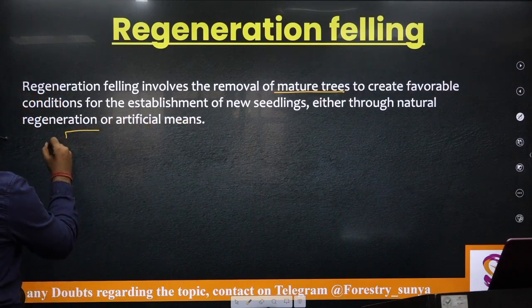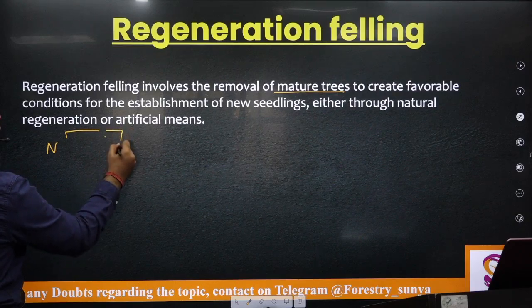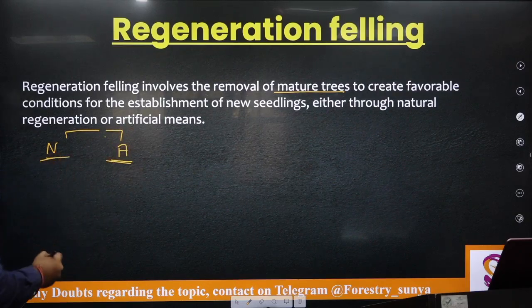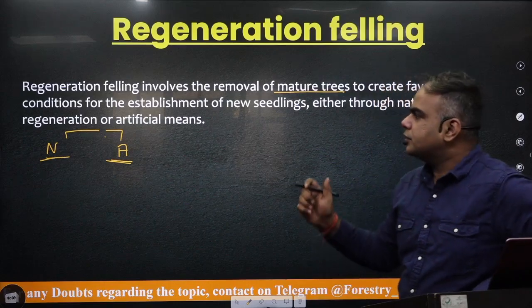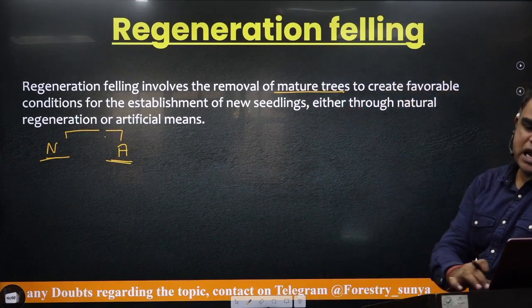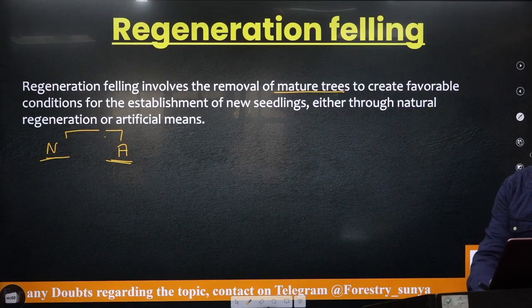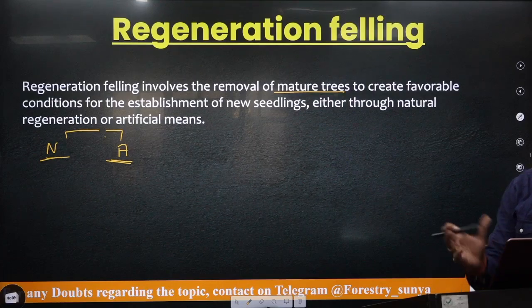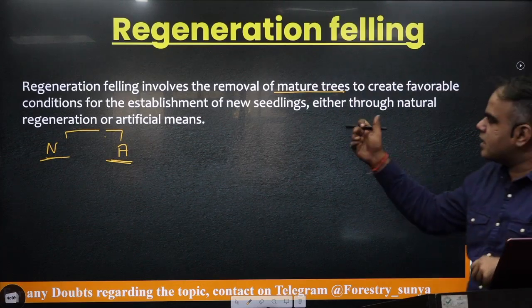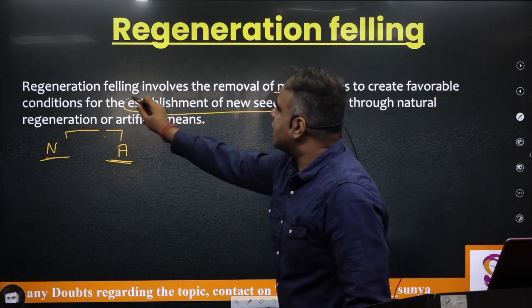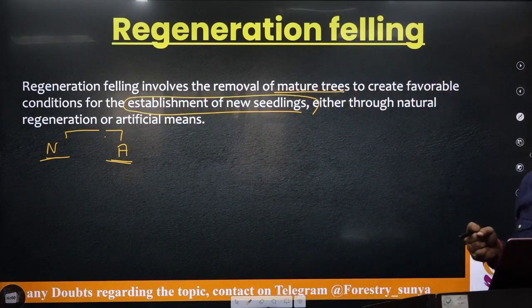It can be both natural and artificial. So regeneration felling is again what we are doing: removing the mature trees so that new seedlings can be established. There can be multiple types of felling, so you don't have to worry about that right now. The main condition is that you want to create favorable conditions for establishment of these new seedlings.